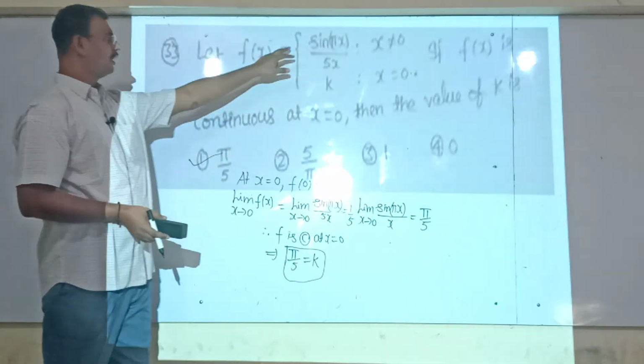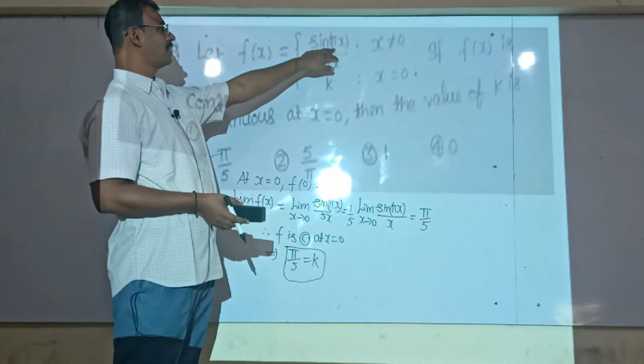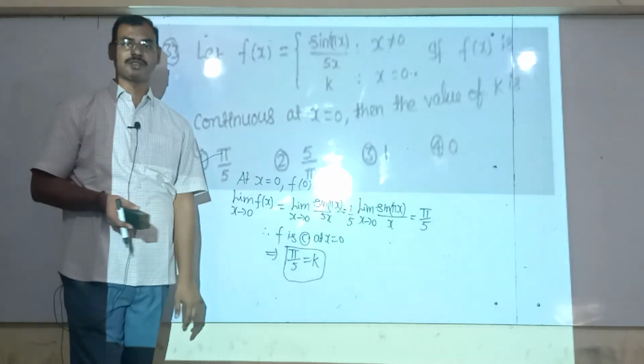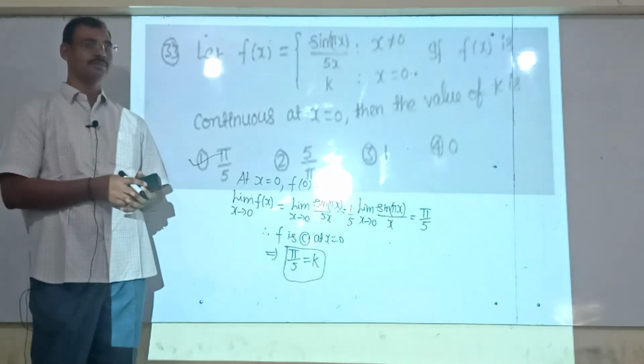Without doing also, directly, the next value is pi, and 5 is already in the denominator, so pi by 5 is the answer. Try like this for the next one.